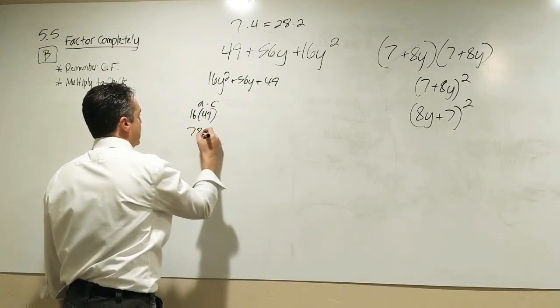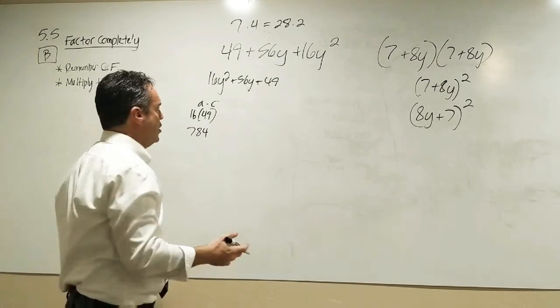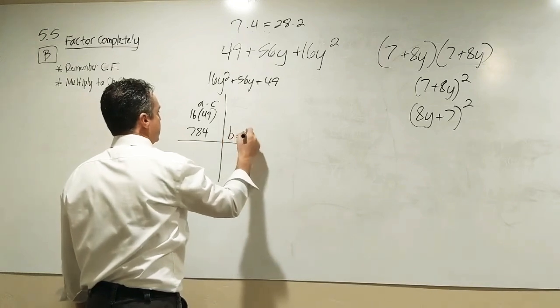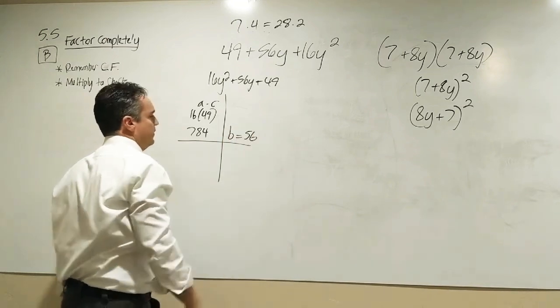784. 16 times 49. Double check it, put it in one more time, because we're going to do a lot of work with a really big number here. We've got to make sure it's right. And b equals 56. Yeah, it's right.